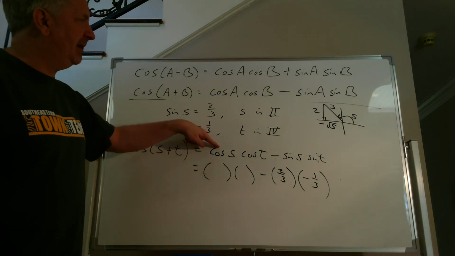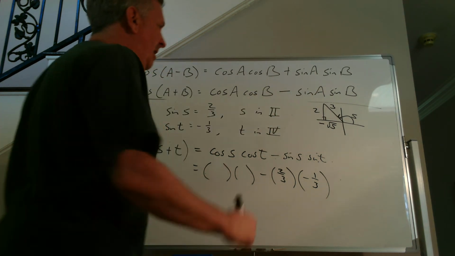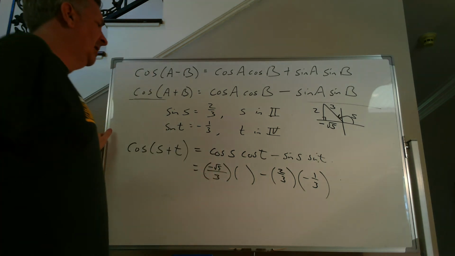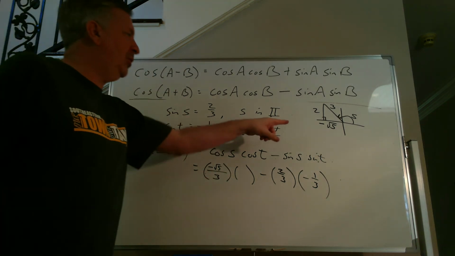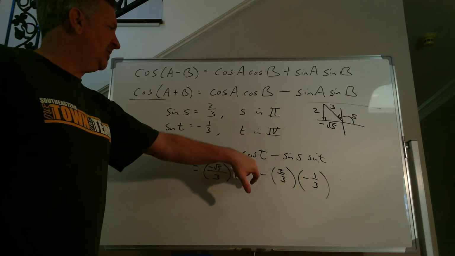What's the cosine of S? It's this x over r, adjacent over hypotenuse. So it's minus root 5 over 3. So there's cosine S. Do not put root 5 over 3 in for S. It's cosine S. Now we have to do the same thing for T.